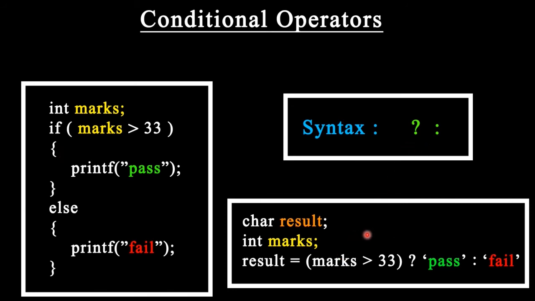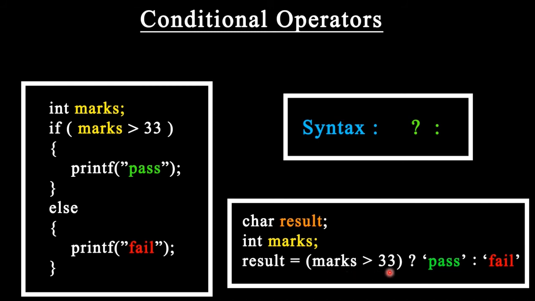As you can see here, I have written char result. So I have declared a variable result which is of data type char, which means characters. So now result will be able to hold only character type, which is pass or fail. Then I have taken another variable called marks, which is int, so that it can house this value 33. So instead of using the if-else statement, I have written result equals marks greater than 33. This is our first expression here, before the question mark.